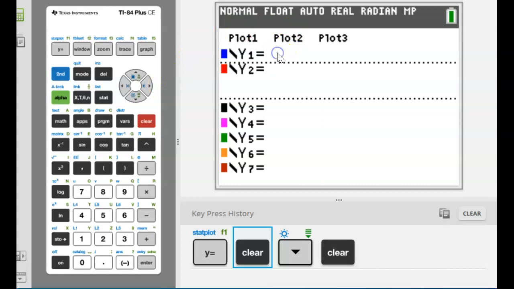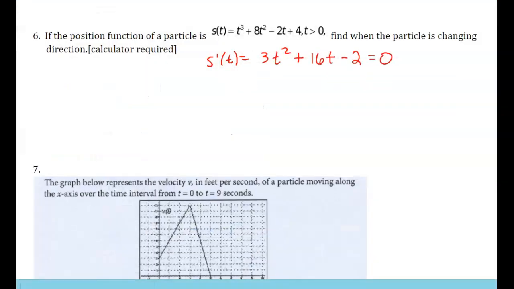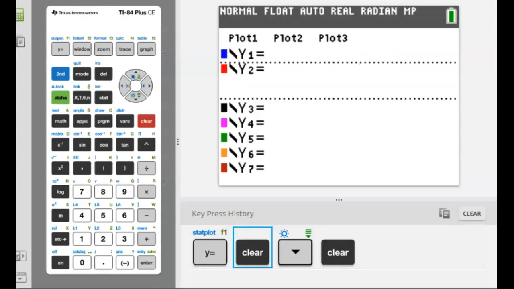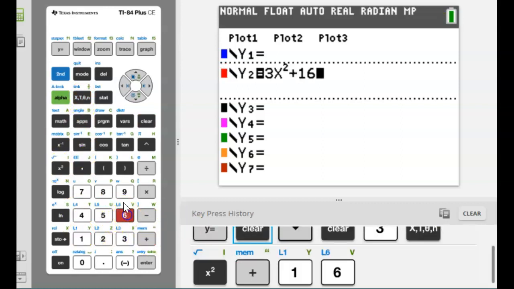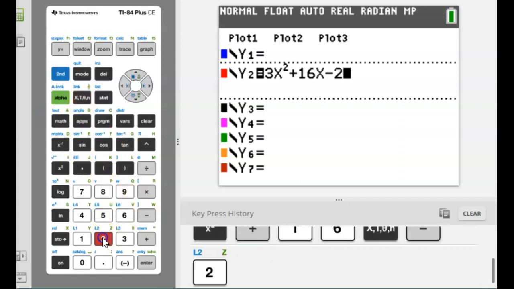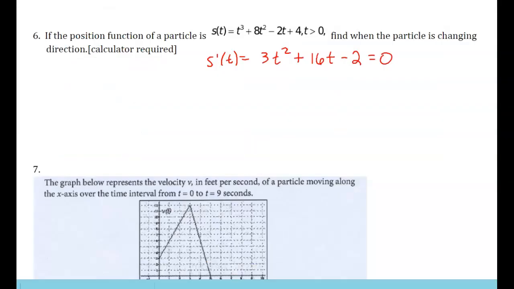All right, so we're going to type in our function, which was 3x squared plus 16x minus 2. Use the x. And we're going to graph it. Let me double check to make sure that was right. Yep. So we want to know where it equals 0.